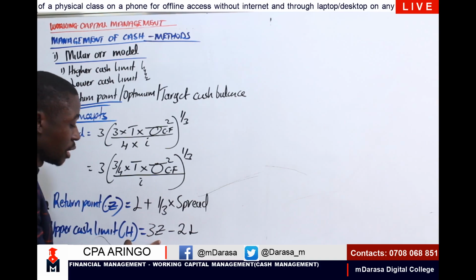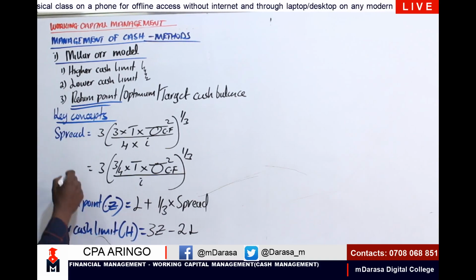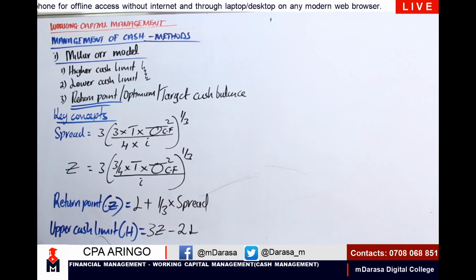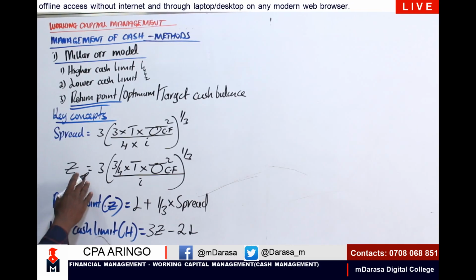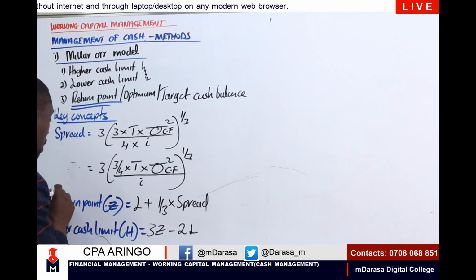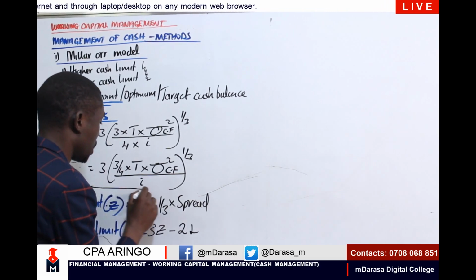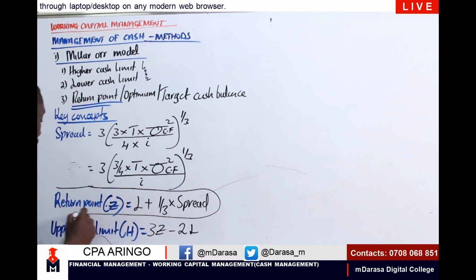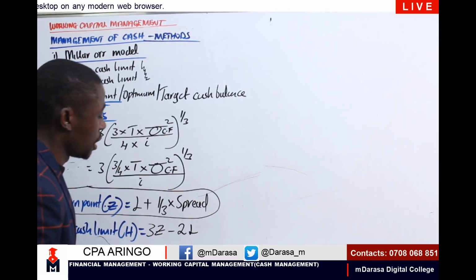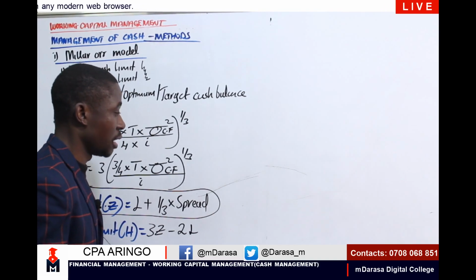That is 3 times Z, where Z in this case is our Z that you're talking about there. We've determined our Z here, right? So I'll just be taking 3 times Z minus 2 times the lower cash limit.